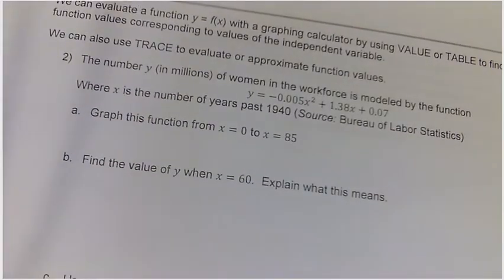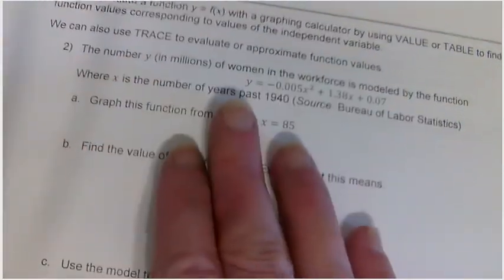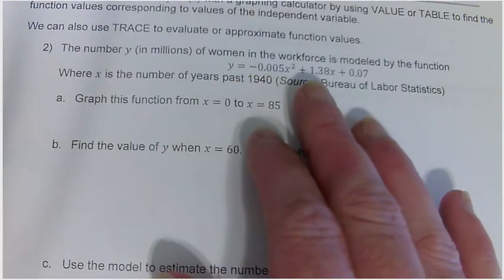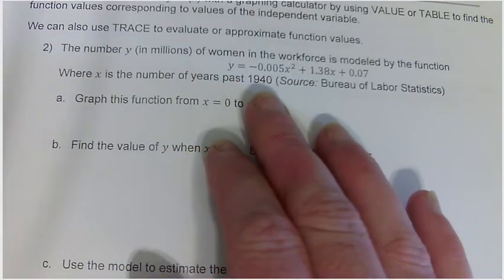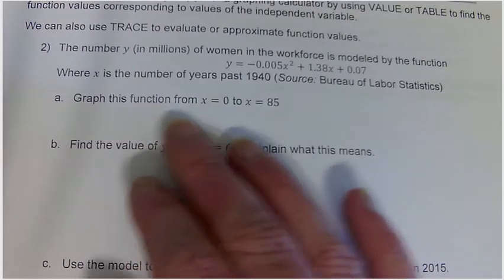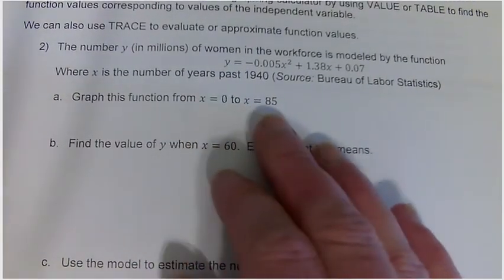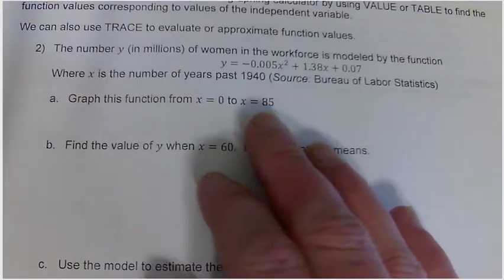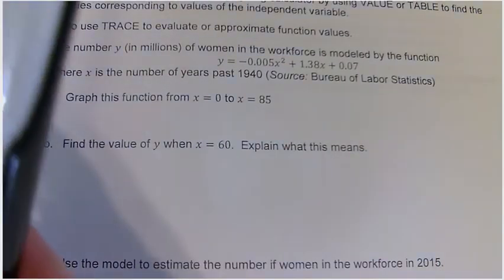Okay, so here's another function, and it represents the number of women in the workforce in the years past 1940. So we're going to graph this function from 0 to 85. So they actually give us what we should put in for our min and our max as far as that.